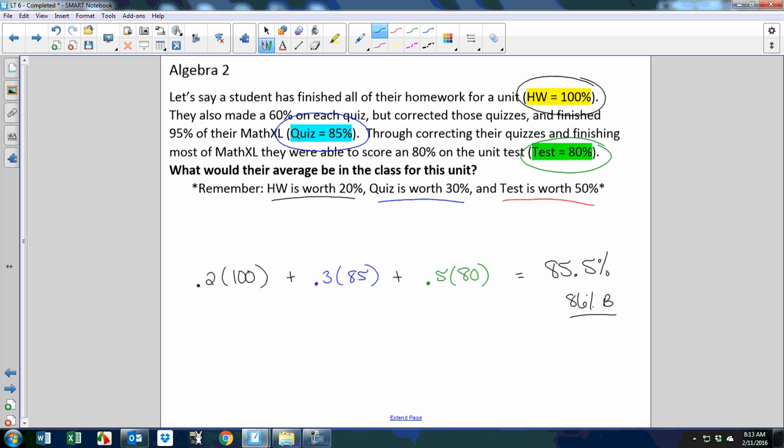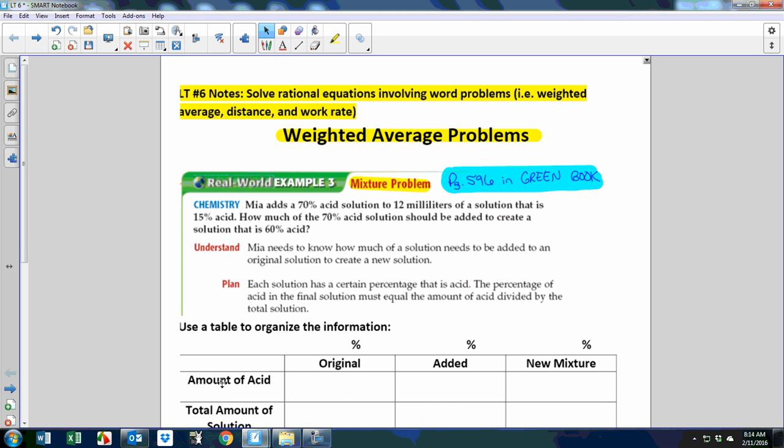So the subliminal message here is do your homework, fix your quizzes, do your Math Excel, and the rest will take care of itself. And I know those are easy things to say, but they are also vital to success in the class. But the important part, weighted average. 20% of this, 30% of this, 50% of this. So now let's apply that to our first problem.